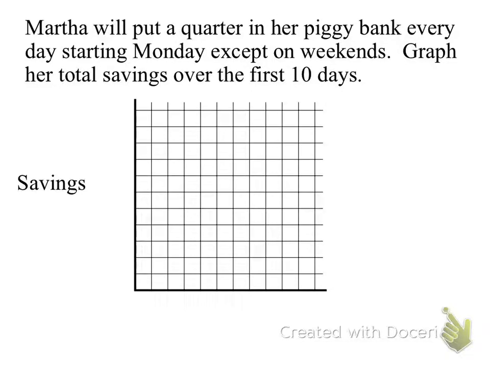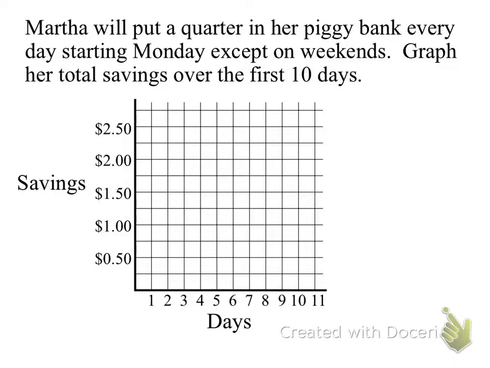Just to be safe, put yourself in the situation and ask yourself, what depends on the other? In this case, we had days and we had savings. So days goes on the x-axis. Days is the independent and savings is the depender. Now, if I plot on day zero, I have nothing, right? So I'm going to just start there. And then on day one, how much will I have? 25 cents. On day two?